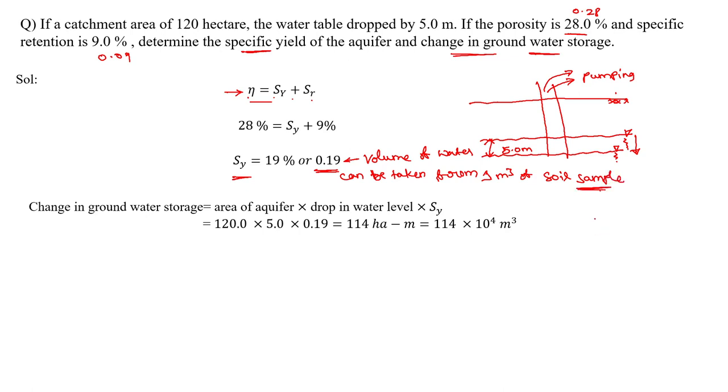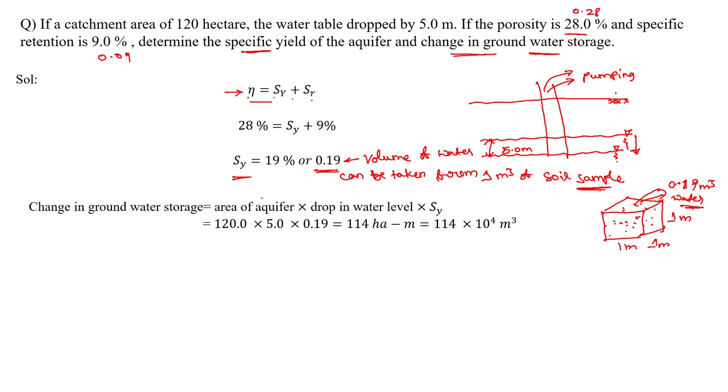If I have a 1 meter soil sample as shown in the previous slide, 1 meter here, 1 meter here, 1 meter here, and it is a fully saturated soil sample, even though it is fully saturated, I am only able to take 0.19 meter cube of water. That is a property of this formation. This particular formation has the ability to give 0.19 meter cube of water from a 1 meter cube of soil sample. This is an analogy.